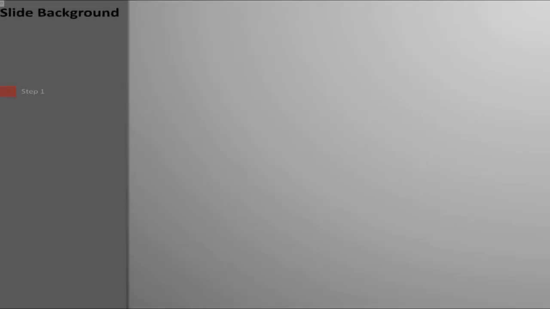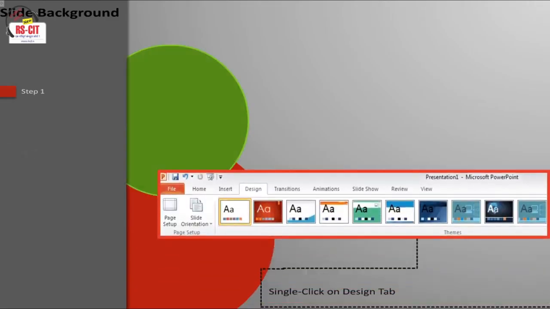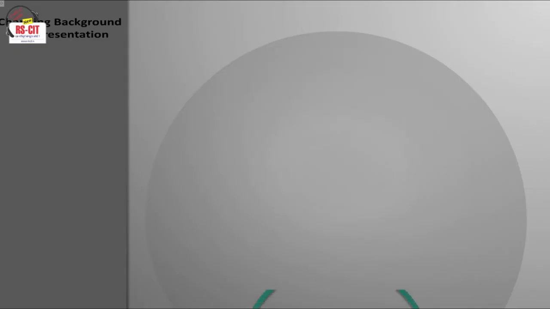Slide background. You may set the background colors and pictures for a slide or group of slides using the Background command group available under the Design tab. You can use a picture or color or gradient fill or other background effect as a slide background. Changing the background of a presentation.